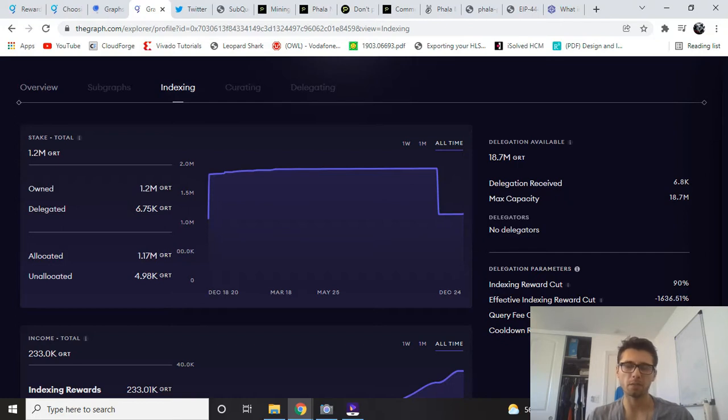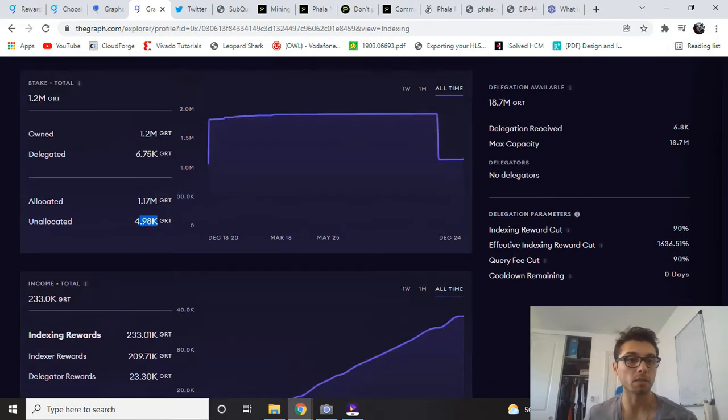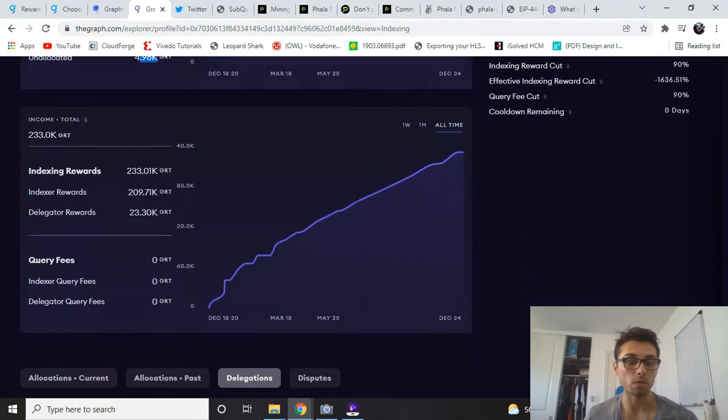I believe it was a ratio of 1 to 16 or something like that. So if an indexer has staked 100,000, which is the minimum, then the maximum allocation they can productively receive is 1.6 million. I think it's 16, though some of these numbers aren't quite that. I remember reading something where it said 16. They have allocated 1.7 million GRT, which looks like almost all of it. It looks like they haven't allocated 4.98 thousand GRT for whatever reason. It means that once they allocate it, they could be earning more rewards than they currently are.